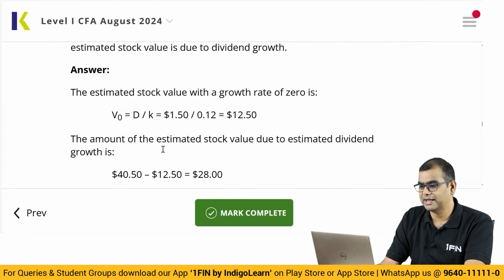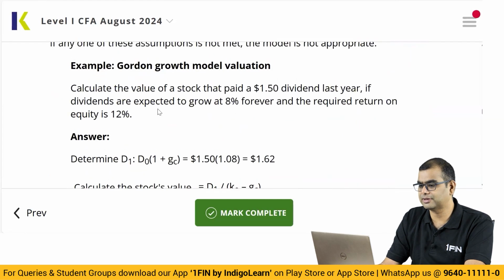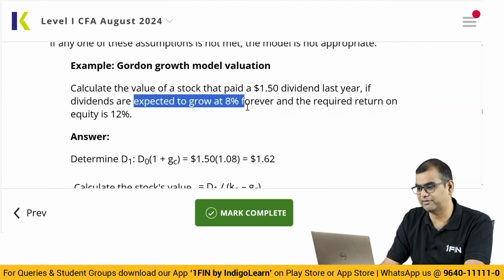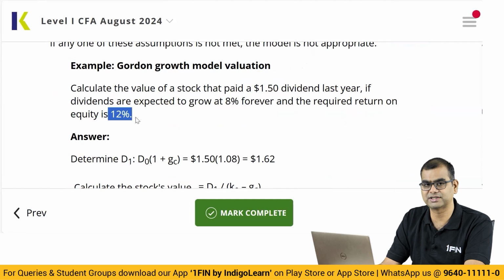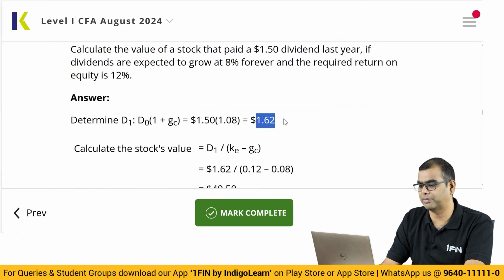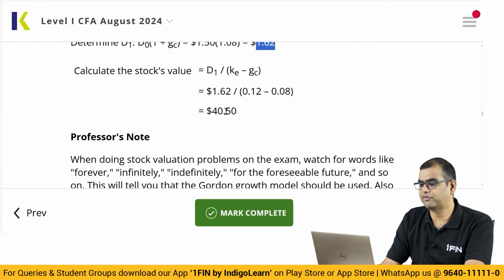Assume we calculate the value of a stock that paid a 1.5 dividend last year. Its dividends are expected to grow at 8% forever and the required return on equity is 12%. What is this? D1 by KE minus G. What is D1? 1.5 into 1.08, divided by 12 minus 8, which is 4%. So, 1.62 by 4% is 40.50.